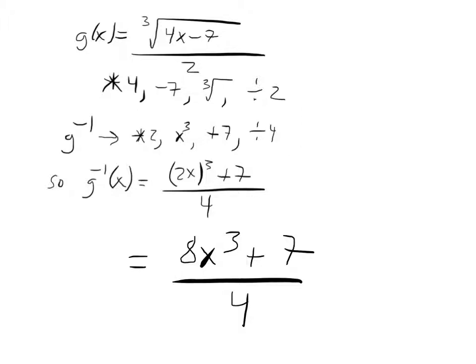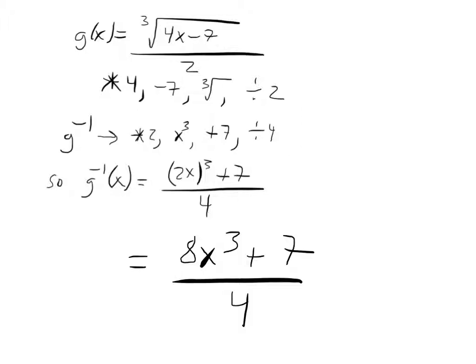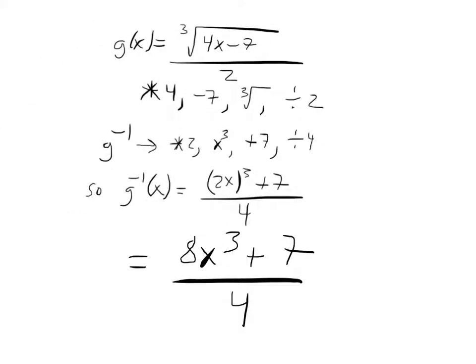And finally, one more example of, again, using the undoing principle for finding an inverse. Let's suppose we have some nasty looking function like this, and we want to find its inverse. We note that our order here, our rule that gets us our output, is to multiply by 4 first, then we subtract 7, we cube root, we divide by 2. Reverse and change to the opposite operation. I'm going to multiply by 2. Then I'm going to cube. Then I'm going to add 7, divide by 4.